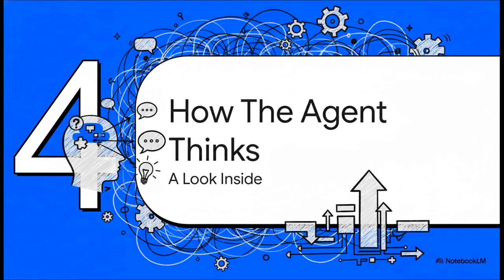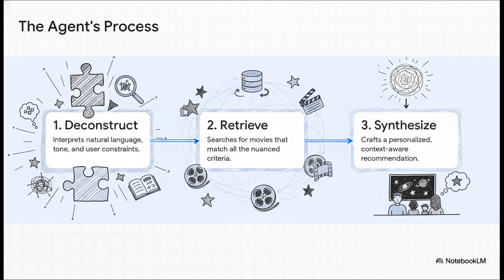Okay, so that's the what. But what about the how? How does this AI agent actually figure out what you want? What's going on under the hood? Let's take a look. It actually follows this really smart three-step process. First, it deconstructs your request. It takes that whole sentence, fun, visually stunning sci-fi like Interstellar for family movie night, and breaks it down into all its core pieces. Next, it retrieves information, digging through huge movie databases to find films that actually match all those different criteria. And then comes the magic. It synthesizes all that info to craft a truly personalized recommendation, and it might even tell you why it thinks you'll like a particular film.